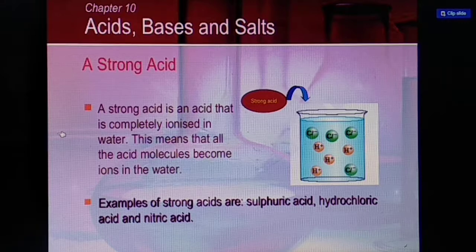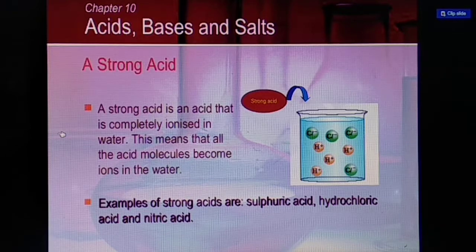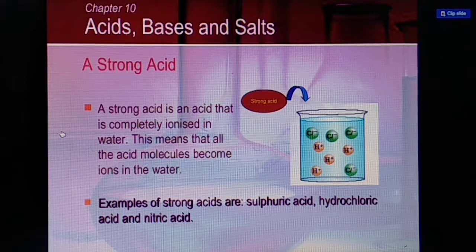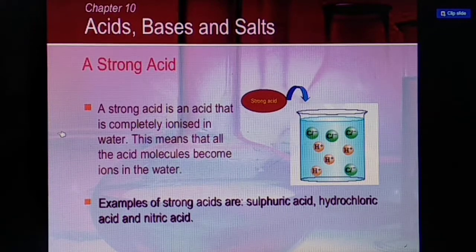So HCl plus water gives H3O plus and Cl minus. H2SO4 plus water, in the first step, gives HSO4 minus plus H3O plus. Again HSO4 minus plus H2O gives H3O plus and SO4 2 minus. So these are the ionizations of sulfuric acid. Sulfuric acid is a diprotic acid because it has two hydrogen atoms and can release two hydrogen ions as H plus.